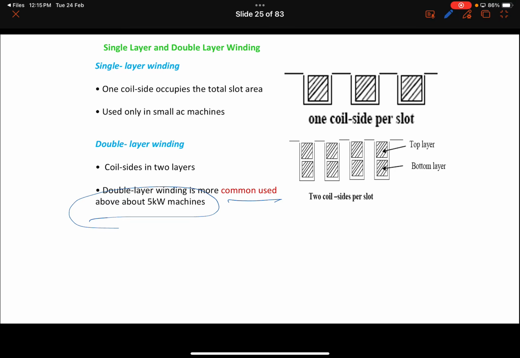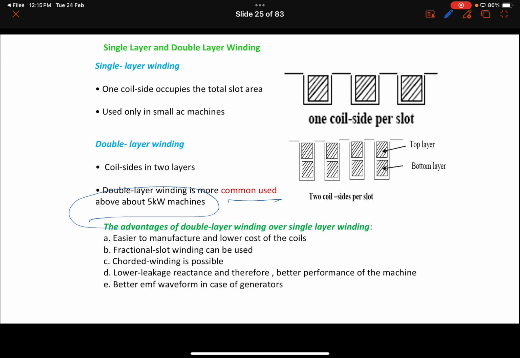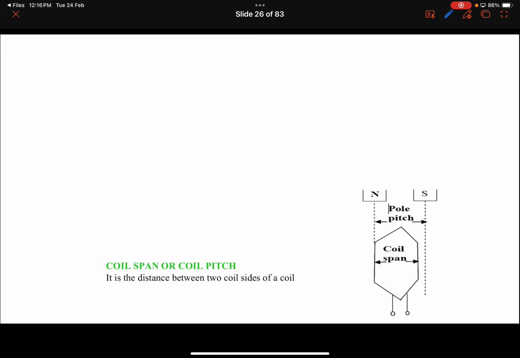T is nothing but turns. T is indirectly relevant to the conductors. So more turns, more conductors, more EMF. This is single layer winding and double layer winding. I guess there is no need to tell again here. We can generate more power here. Ultimately, the main conclusion is we are able to generate more power in the same space.